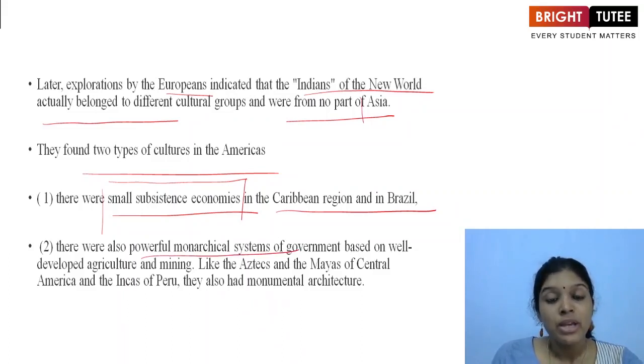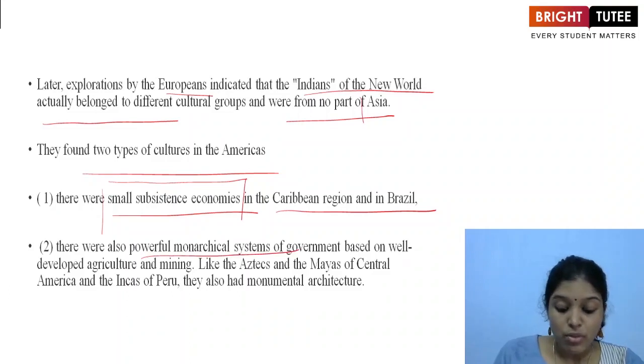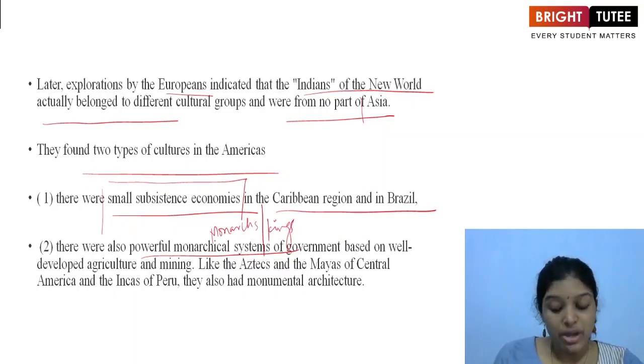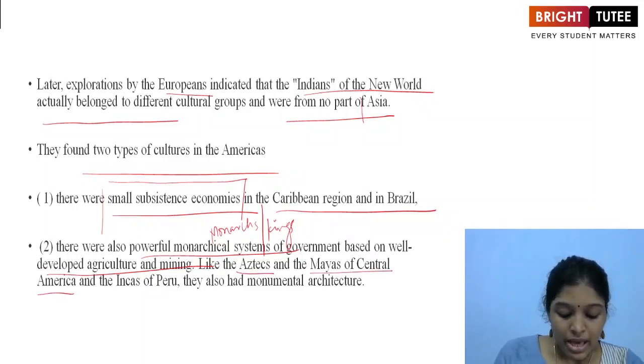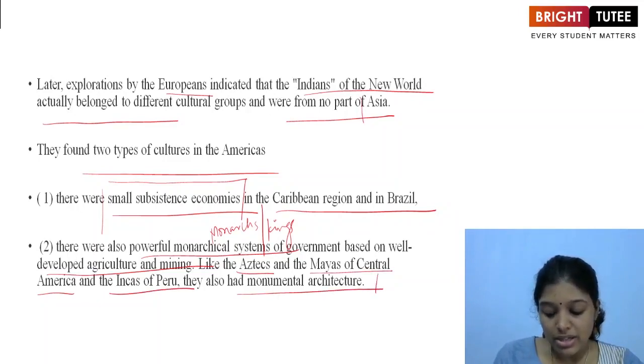So here too, another culture was powerful monarchs or kings with an empire or a kingdom of their own. And it was based on well developed agriculture and mining. Like the Aztecs and the Mayas of Central America, and the Incas of Peru, they also had monumental architecture.